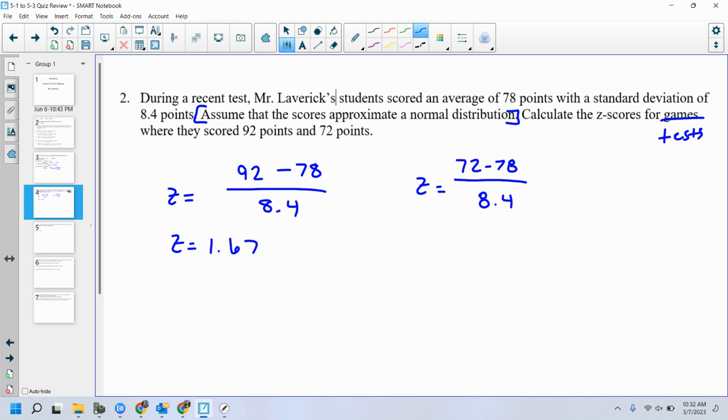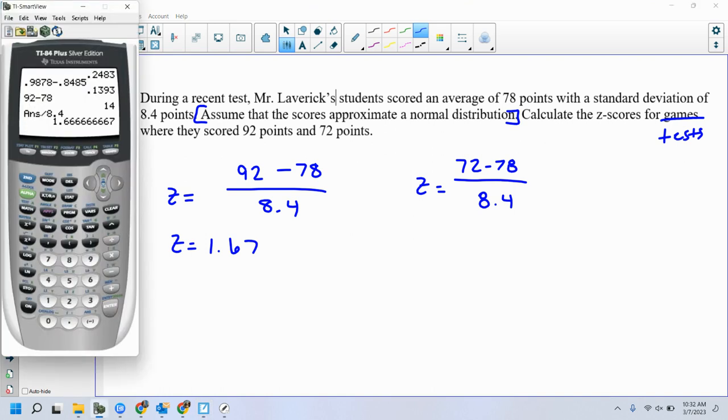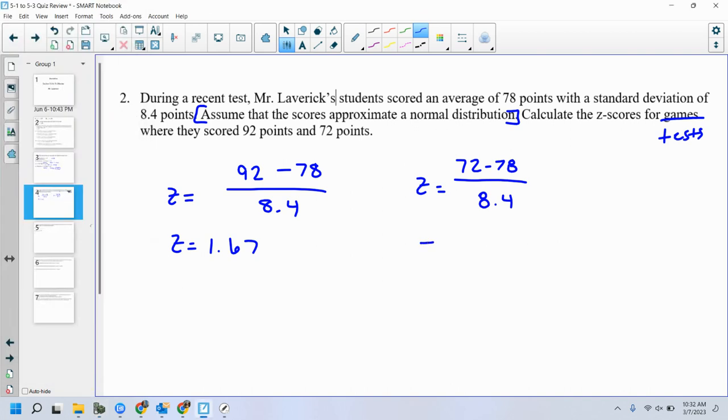Remember, it's always x minus mu, because if it's lower than the mean, then the z-score is going to come out negative. So 72 minus 78, in other words, negative 6, divided by 8.4, is going to give me a z-score of negative 0.71. Good there? Pretty simple.